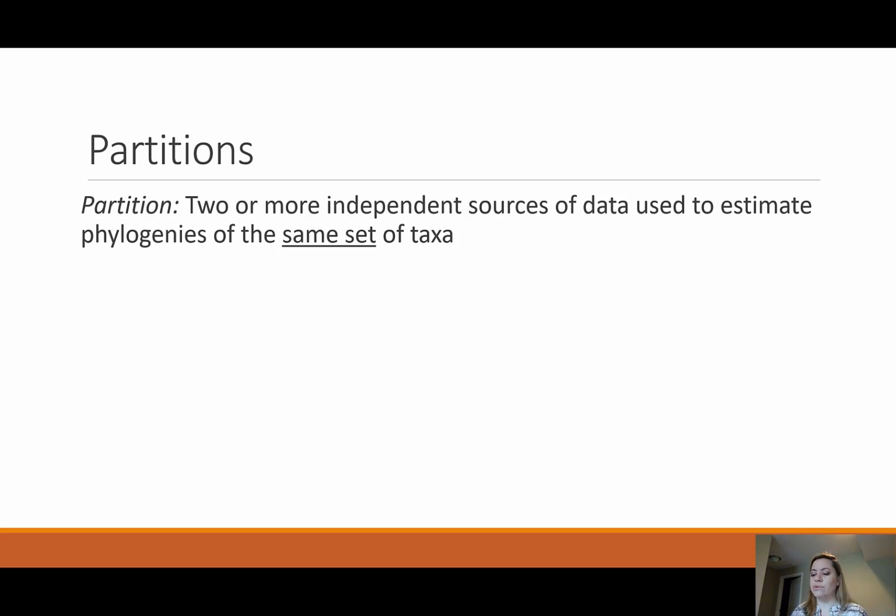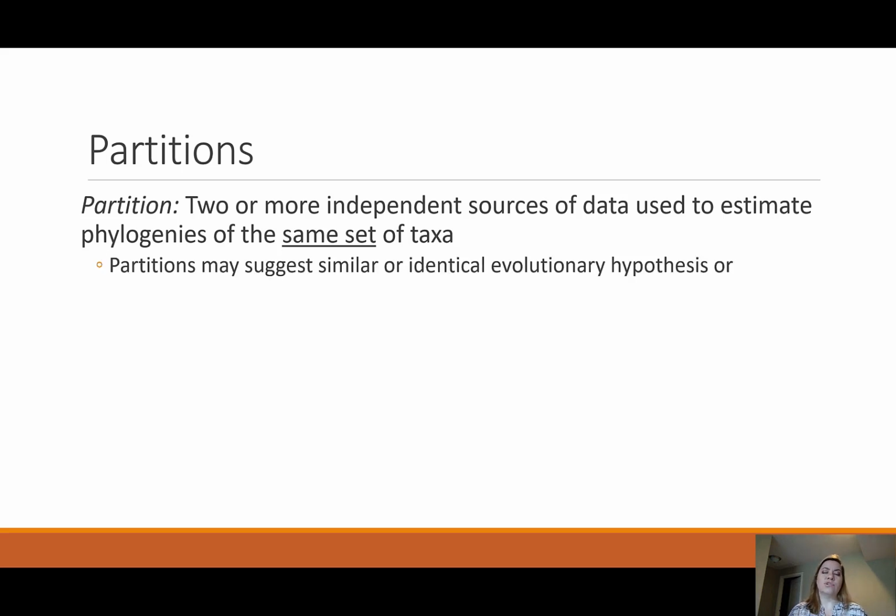So you're looking at two different data sets in order to determine how the same group of taxonomic units are related to each other. And there's a couple of things that might happen. Your partitions, say morphology and molecular data, might suggest either similar or identical evolutionary hypotheses, so their phylogenies might look exactly the same, or most likely, the partitions suggest different evolutionary hypotheses. Their phylogenies are different, and so which is correct? Is it the morphology? Is it the molecules? Is it gene 1 or is it gene 2?